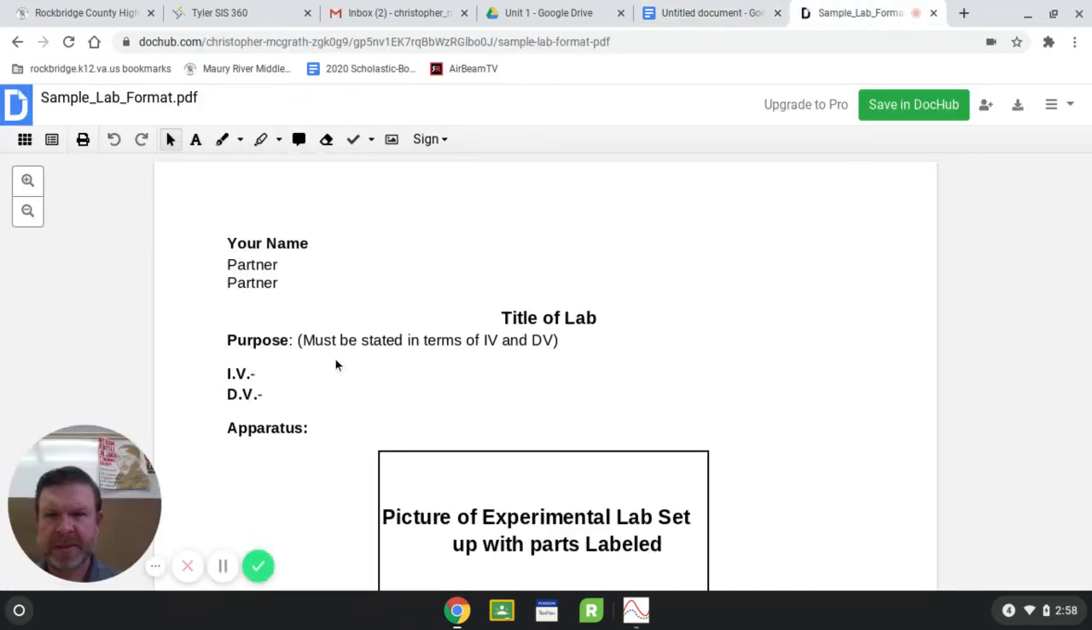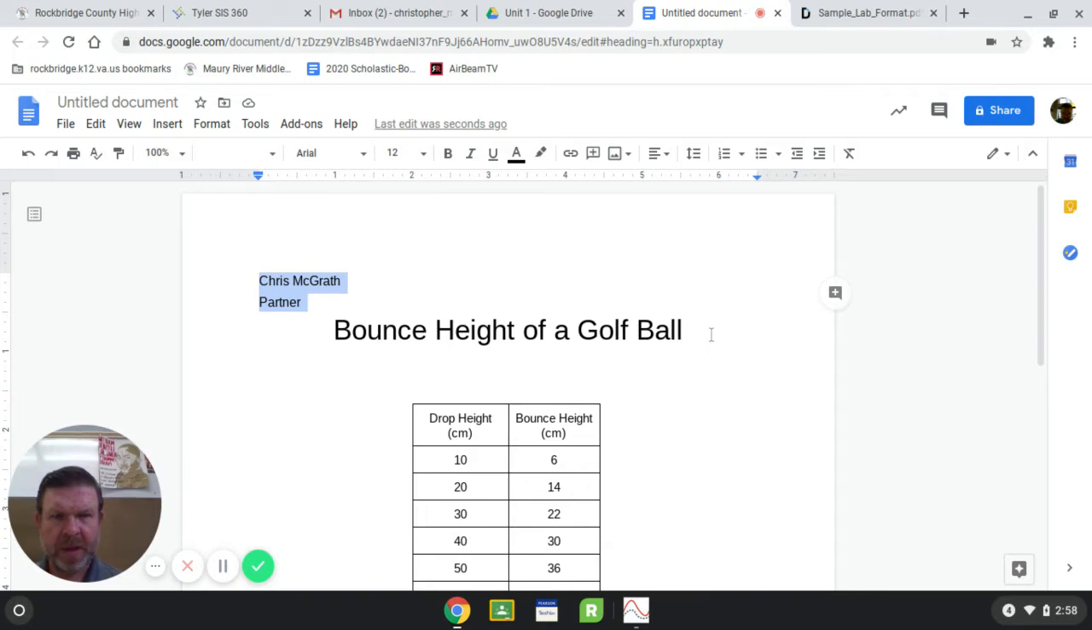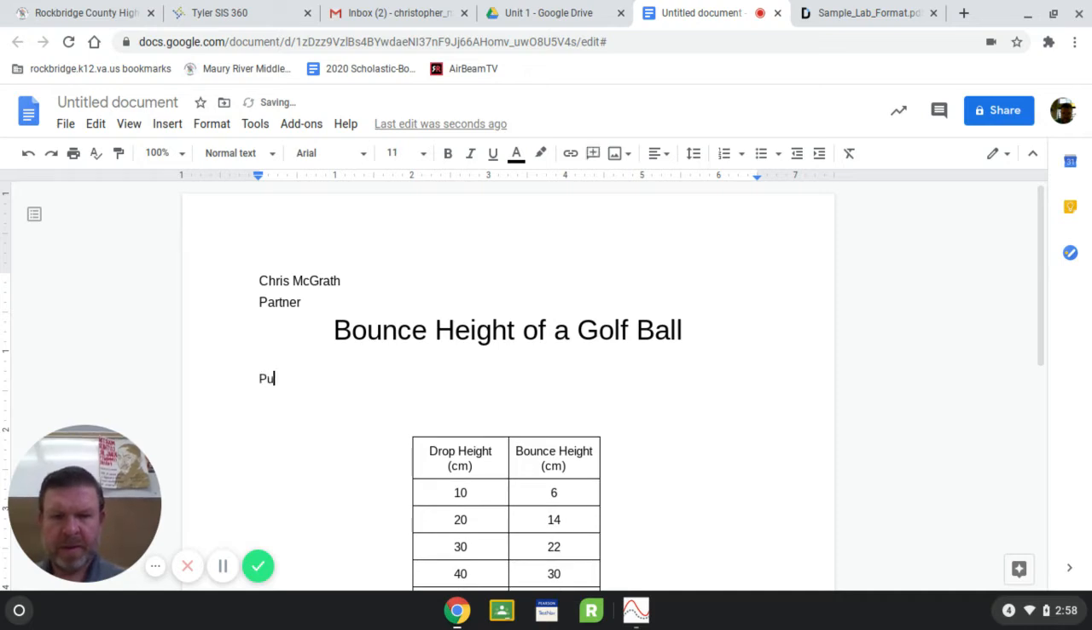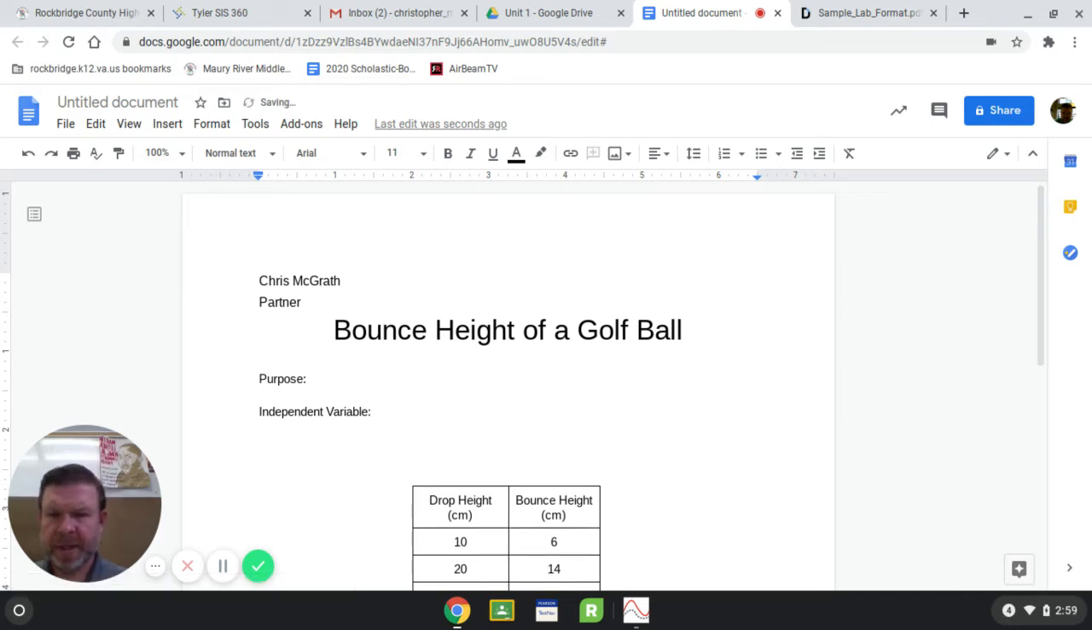Now, what do we need next? Sample lab format, I need the purpose, which must be stated in terms of the IV and the DV. Well, maybe I'll do those first then. So I'm going to need a place for my purpose. But before I do that, I'm going to state what is the independent variable and what is my dependent variable.